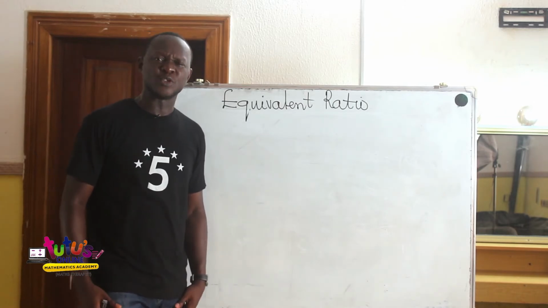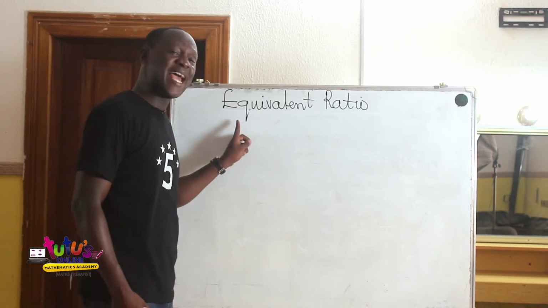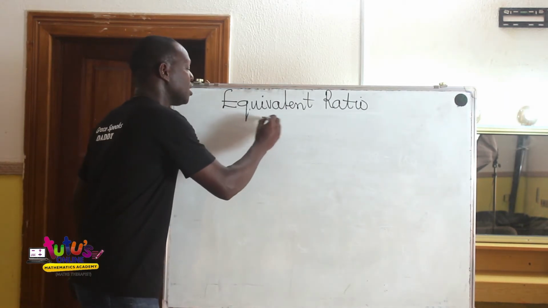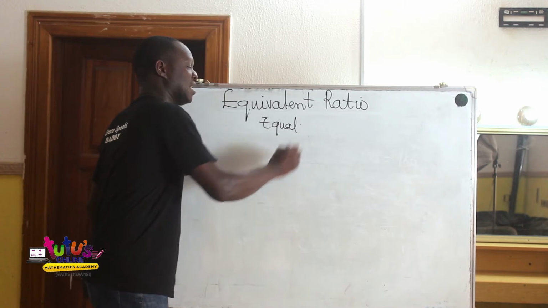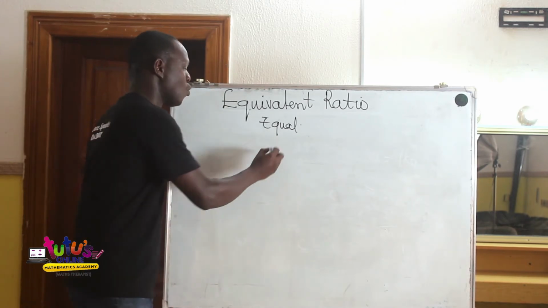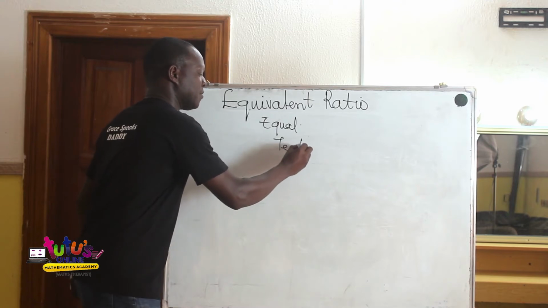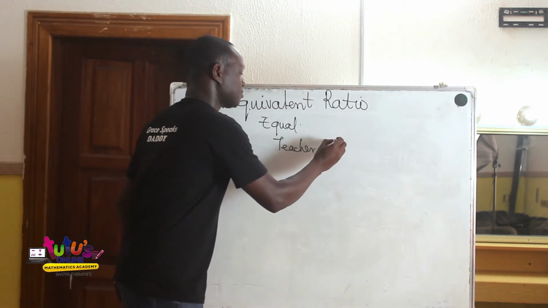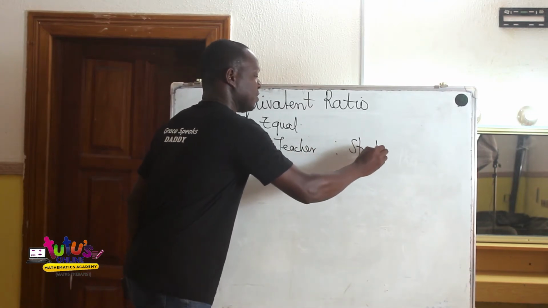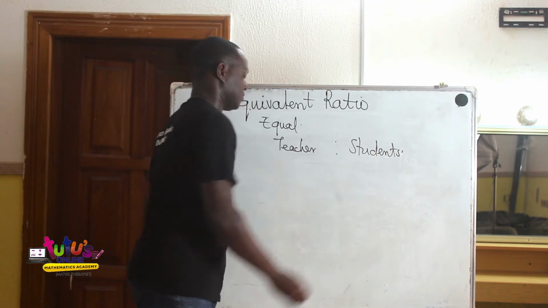Good. We're looking at equivalent ratio. The word equivalent comes from the word equal. Now let's take an example. Let's say in your school, you have teachers, am I correct? A ratio of teachers to students or pupils, as the case may be, students.